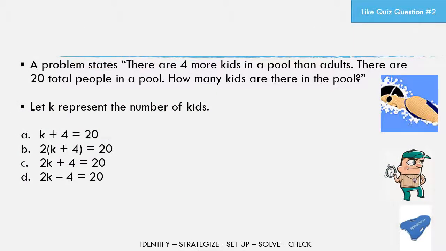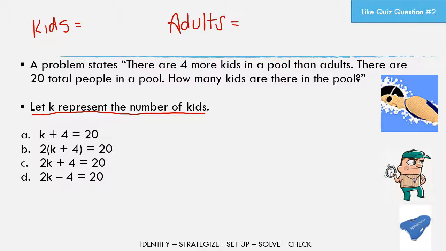Moving on to light quiz question number 2, it says a problem states there are 4 more kids in a pool than adults, and there are 20 total people in the pool. How many kids are there in the pool? And they tell us to let K represent the number of kids. So if we think about this, we know that there are kids in the pool, and we know that there are adults in the pool.